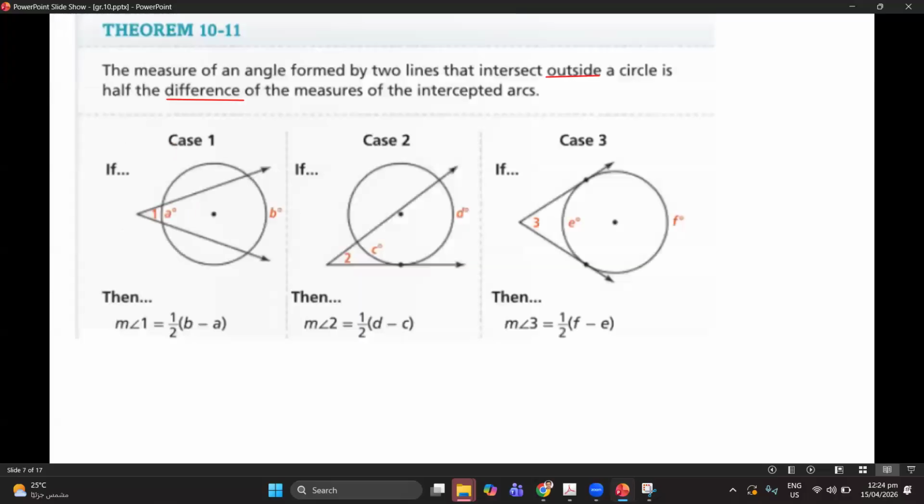So the three cases are, first of all, remember if they intersect outside, I should subtract. In case number 1, angle 1 is outside the circle and is formed by intersecting two secants. Angle 2 is outside the circle and is formed by intersecting a secant with a tangent. And in case 3, I have two tangent lines intersecting outside the circle, so the measure of angle 3 will be the difference of the two arcs. Is this clear?